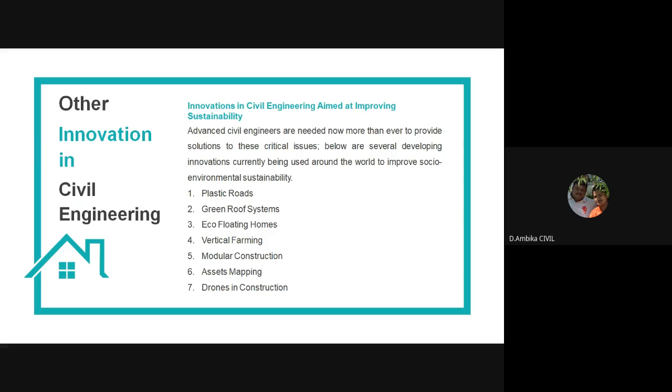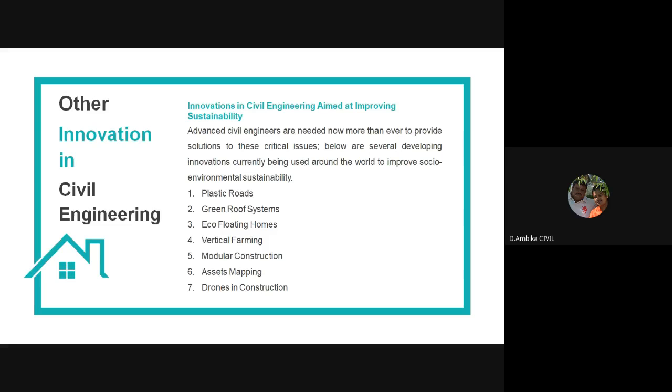And other simple innovations in civil engineering. When we talk about research areas, we have to club the innovations, because research plus innovation is the need of the hour, and that makes us mesh up with the technology. Here we go with some socio-environmental sustainability areas like plastic roads, where we use a plastic grinder and apply it to roads. This has been implemented even in our colleges and our area, where we effectively dispose of plastics which cannot be decomposed. Green roof systems, eco-floating homes, vertical farming, modular construction, assets mapping, and drones in construction.